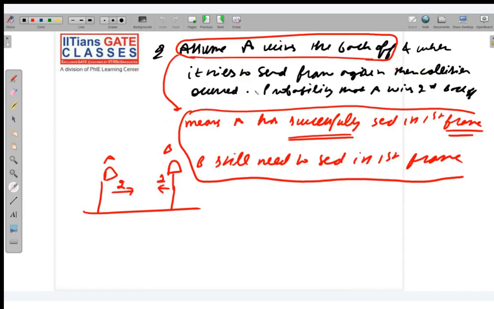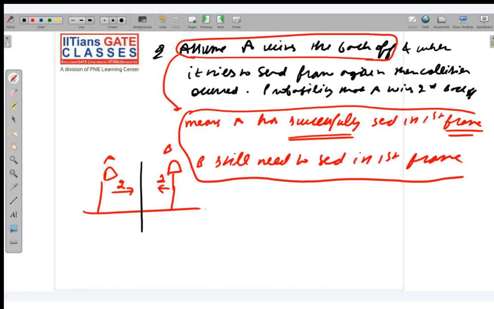So what is the probability that A wins the second back off? Now they are saying that A has won the first back off, and what is the probability that A wins the second back off? Let me tell you this. When A tries to send the second frame and B tries to send the first frame, collision has occurred. Now please tell me the attempt number.